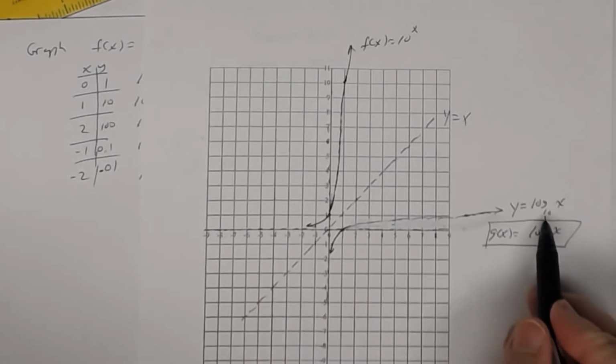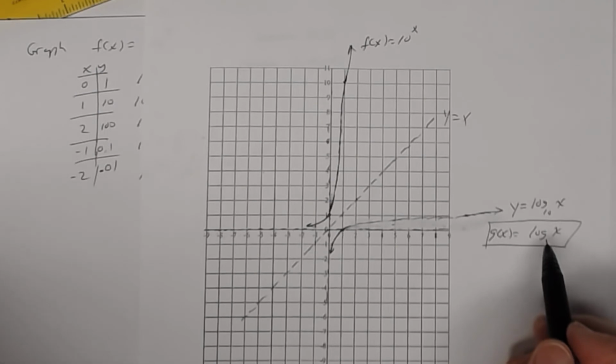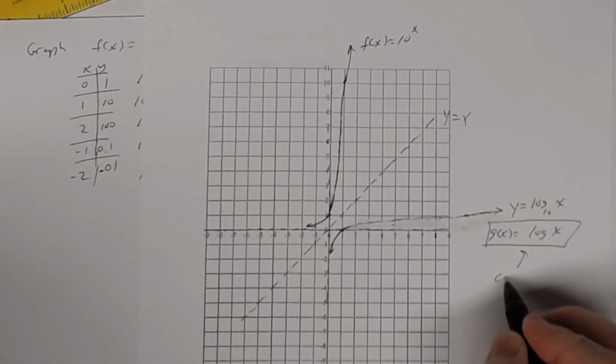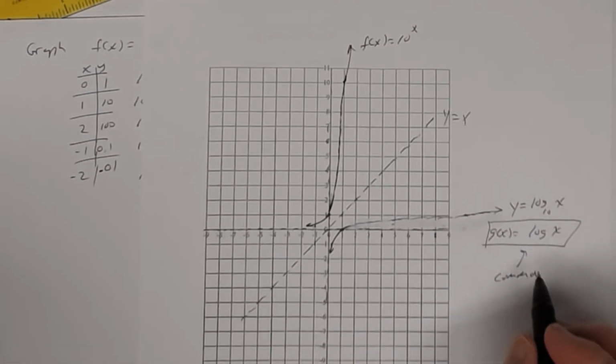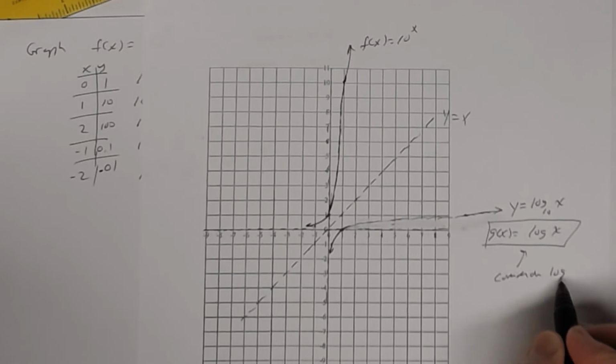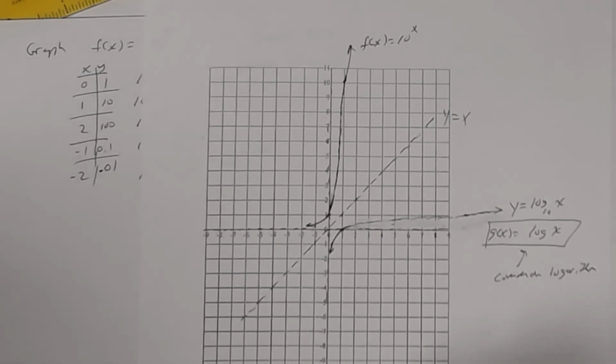So don't write base 10. Write what in mathematics we write it as. We write it as log of x. And this is called the common logarithm. So common logarithm because the base is 10. So that's common logarithm. Okay?